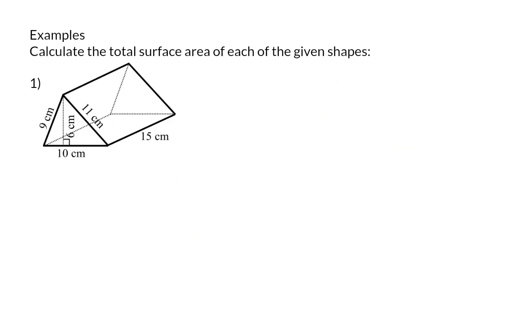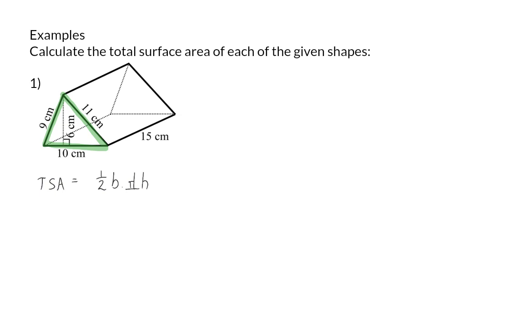Calculate the total surface area of each of the given shapes. Our first shape is a triangular prism with a scalene triangle as its base shape. That means each rectangle will be unique. To determine the total surface area of this triangular prism, I'm going to start off with the area of that triangle, which will be the formula half times the base times the perpendicular height of that triangle.